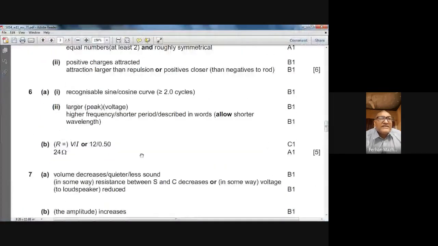You can see: larger peak voltage, higher frequency, shorter period, described as shorter wavelength. R equals V divided by I, so the final answer will be 24 ohm. I hope you have understood question number 6.